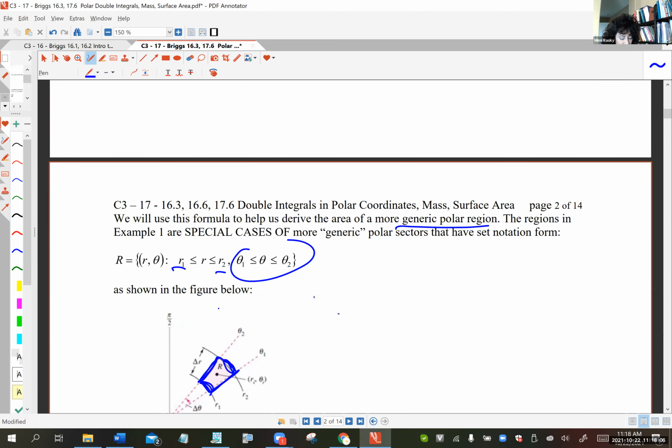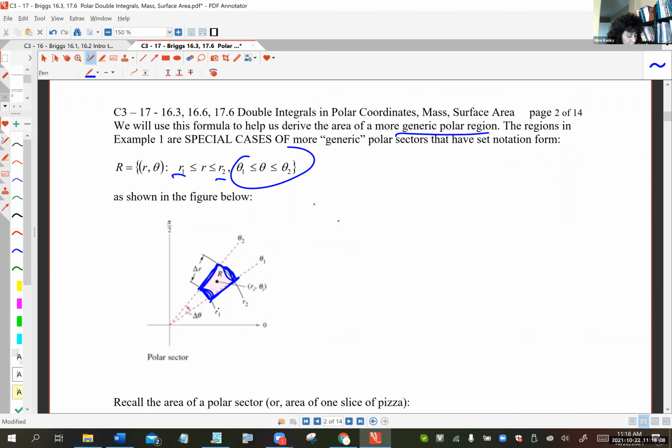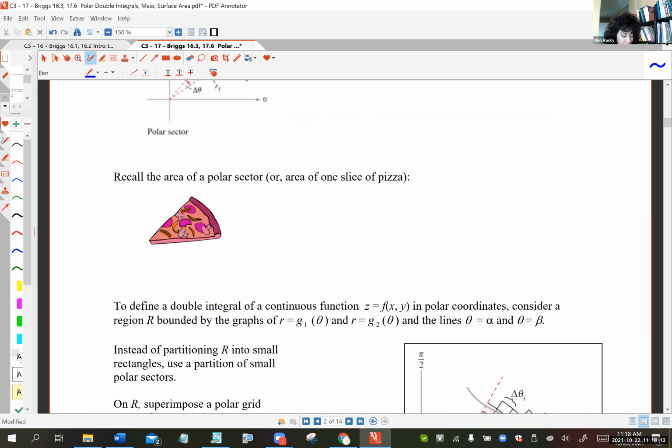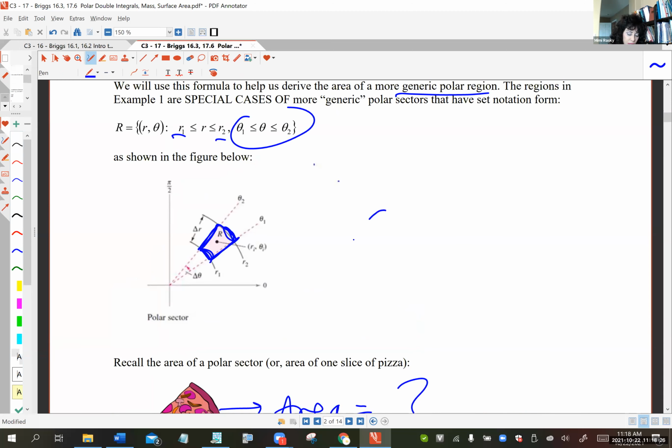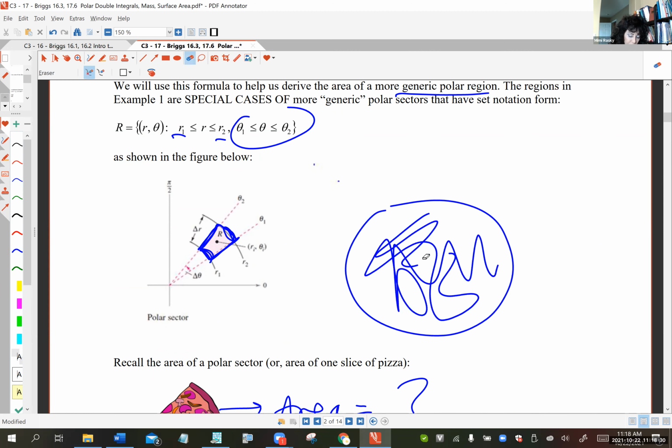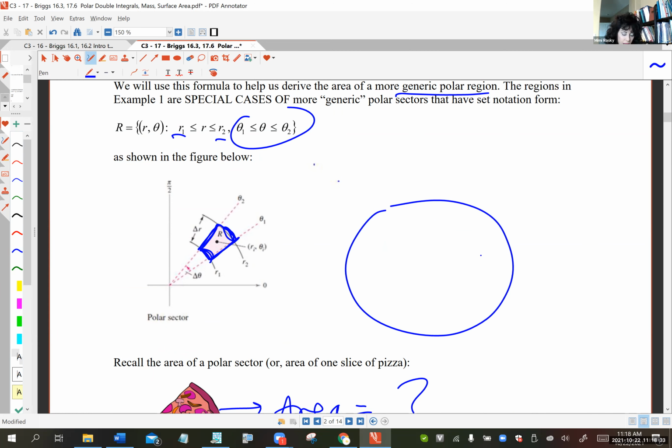What is the area of one slice out of a circle? Anybody know? In other words, what's the area of a slice of pizza? In case you don't know, let's derive it. Let's do the area of a full pizza first. So let's say that this is a full pizza. I don't know if you guys are pizza fans. I know my husband is, but if you had some radius r here, I hope you know that the area of this whole circle would be pi r squared, right?